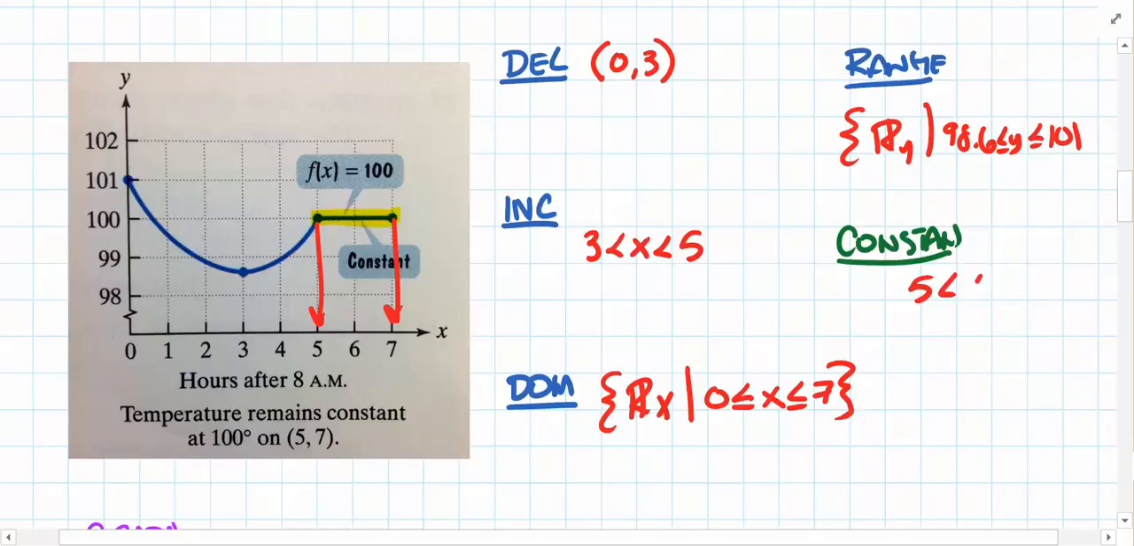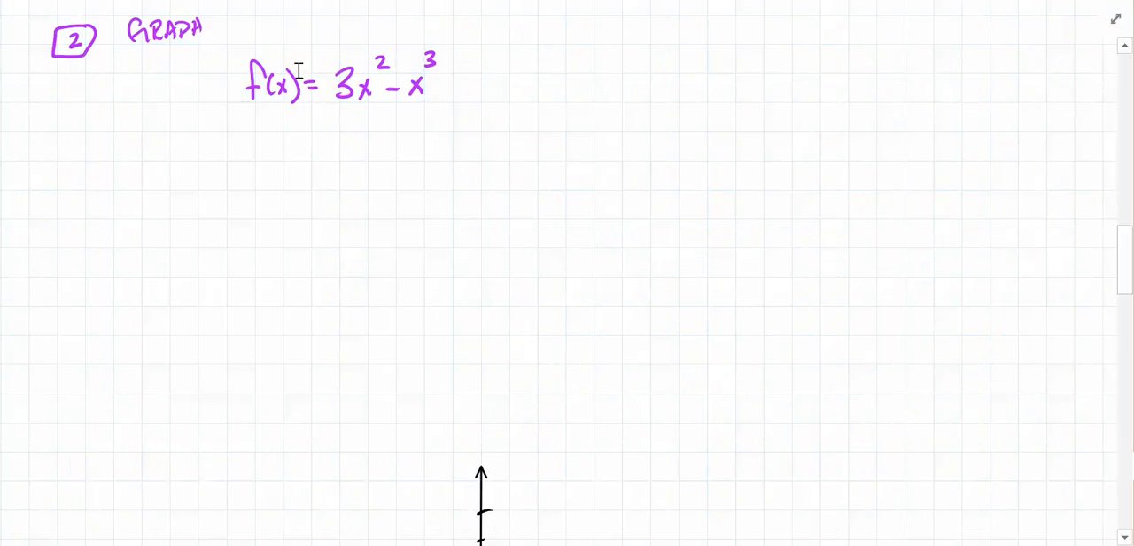I would like you to graph this function in your calculator, all right? Graph it on a standard window, and I want you to write down where the graph is increasing, where it's decreasing, and where you think it's constant. Check your work with someone sitting next to you. So 3x squared minus x cubed.